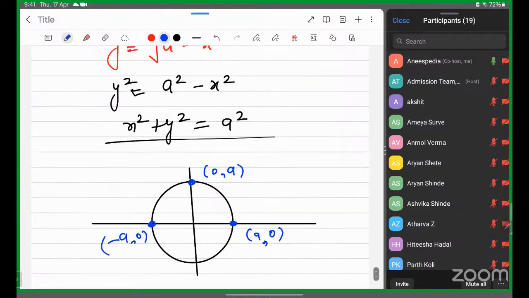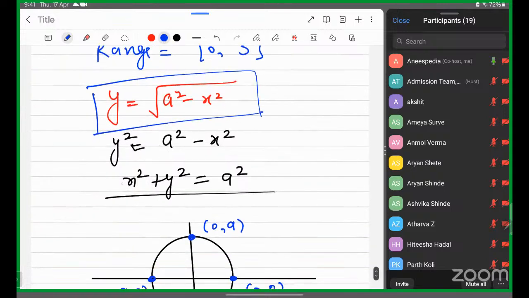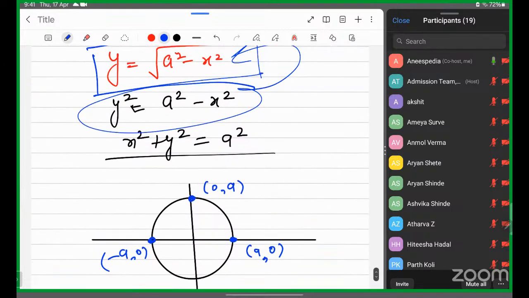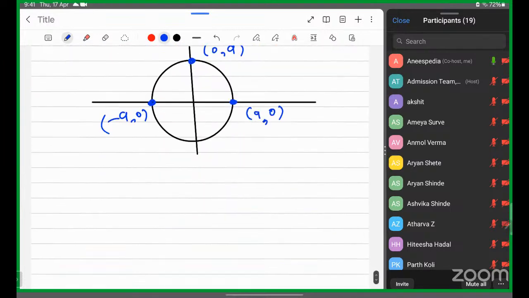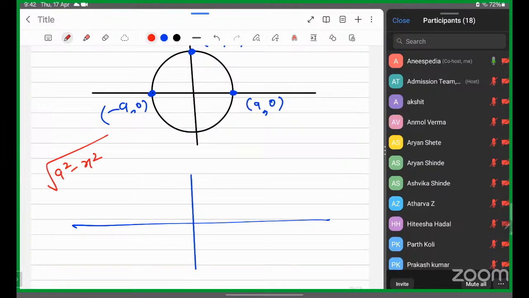Now if you want to have y as root of a square minus x square, you can understand that y square is a square minus x square, and root of a square minus x square means from this curve we are getting this. So in that case, we will erase the downward curve. So the graph for root of a square minus x square will become something like this.